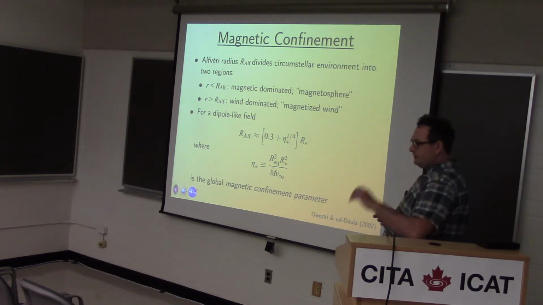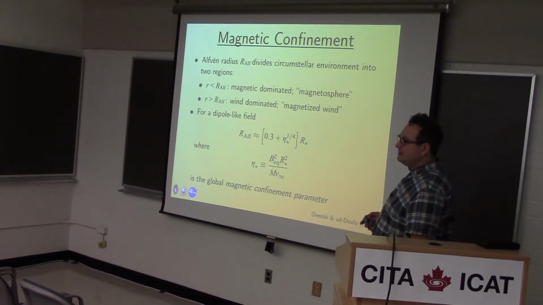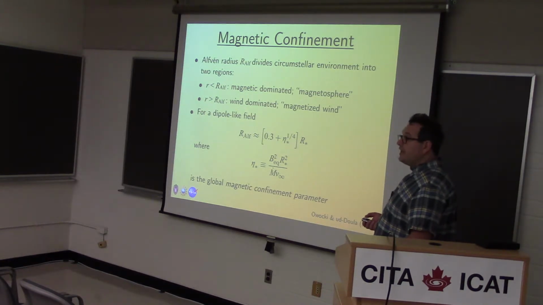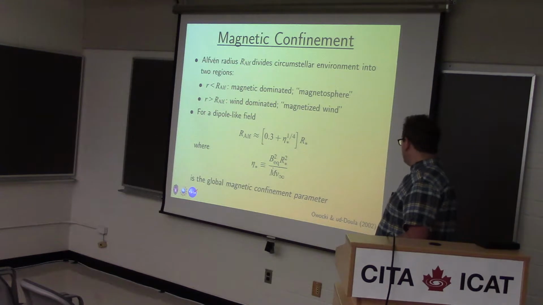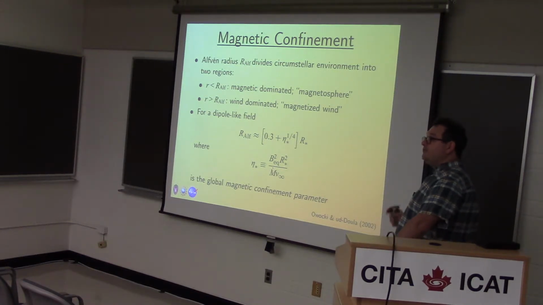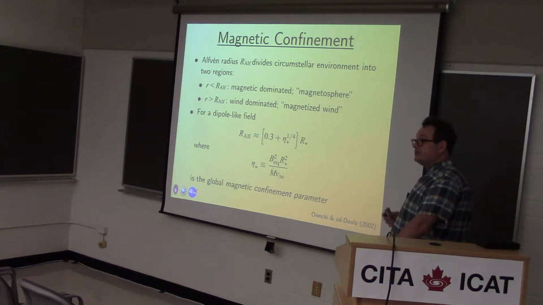Hilding, what happens in the case of rotation? Is rotation just going to be buried in the eta parameter? This is for a non-rotating star. With rotation, you need to modify it to add an extra centrifugal term. But that's something that can be done relatively easily. That was done in a 2007 or 2008 paper by ud-Doula and Owocki. It pulls the Alfvén radius further in, because with the rotation, the field lines open up earlier, since there's extra stress on them.